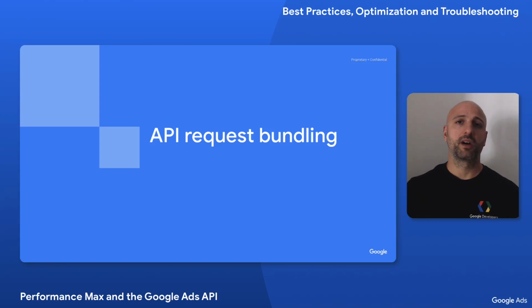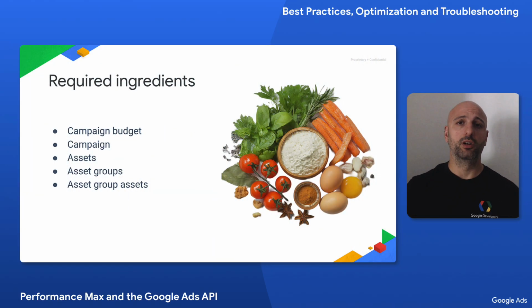To create a Performance Max campaign, we need to combine several ingredients, some of which are required. We need a campaign budget, campaign of course, and then we need assets, and we need to link the assets to the campaign, so we need asset groups and asset group assets. Now, there is a gotcha.